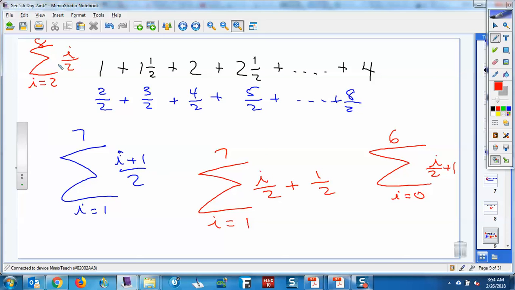Right, now you've got 2 over 2, then 3 over 2, then 4 over 2, then you say, well, let the top go from 2 to 8. All right, so this is number 17. One of your homework problems is gonna be very much like this problem right here.